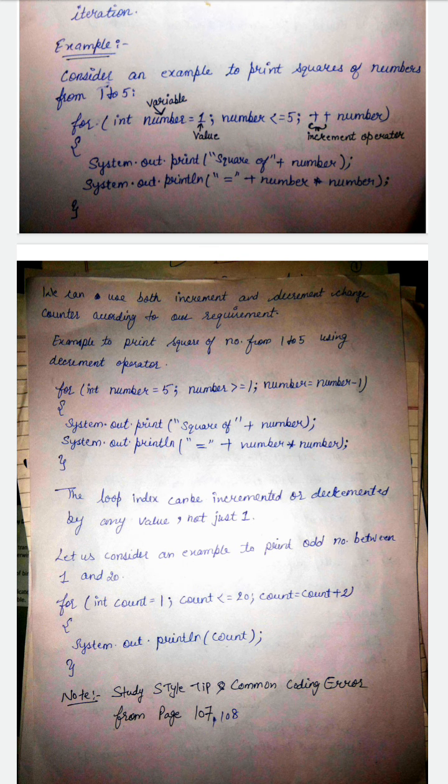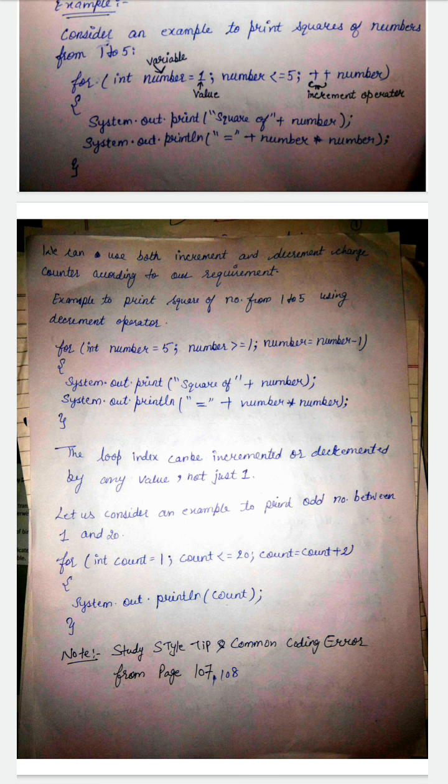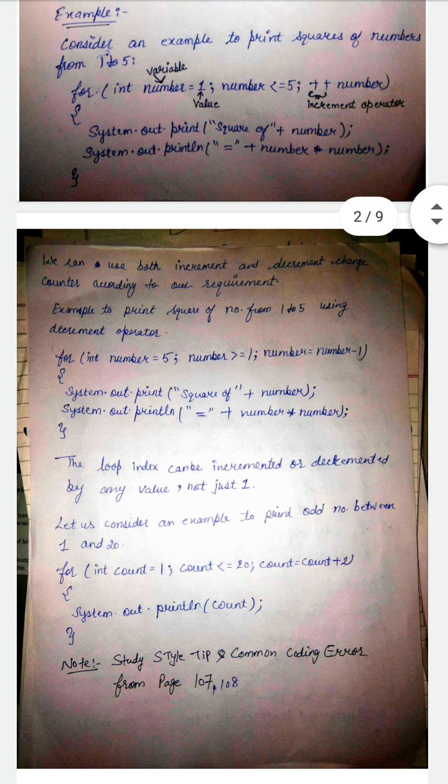So what will it do? As we have number 1, if we increment that number 1 with 1, it will become 1 plus 1 equals 2. So now we have the number 2. Again the control will come to the test condition, that is 2 less than or equal to 5. Yes, 2 is less than 5. Again control will come to the print statements, that is square of 2 is equal to 4.